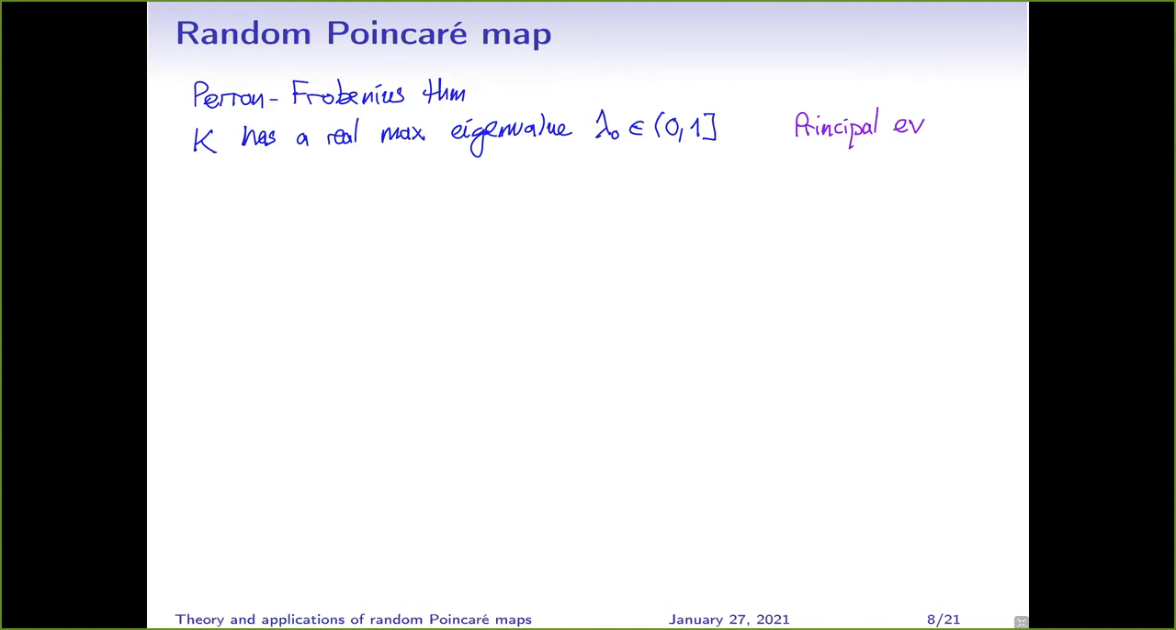Also, if I have an eigenvalue, I have eigenfunctions, and actually I have left and right eigenfunctions, because I can have the kernel act on the left or on the right by integrating against x or y. So the associated eigenfunctions can always be taken real and strictly positive. It's not an obvious thing. My maximal eigenvalue is real, and then I can always take the eigenfunctions real and positive.